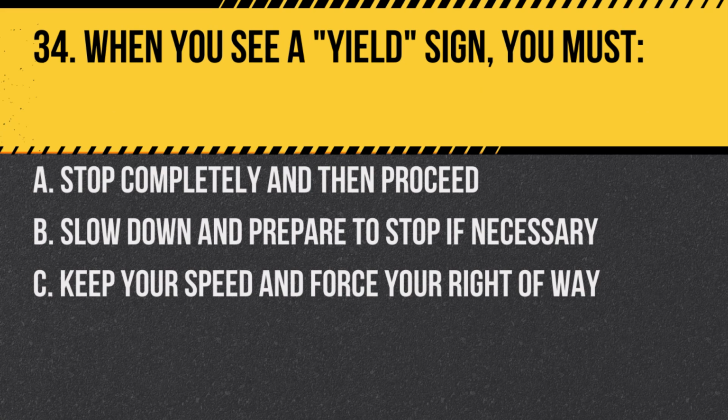Question 34. When you see a yield sign, you must: A. Stop completely and then proceed. B. Slow down and prepare to stop if necessary. C. Keep your speed and force your right of way. Answer: B. Slow down and prepare to stop if necessary. You must yield to all traffic on the main road and proceed only when it's safe.